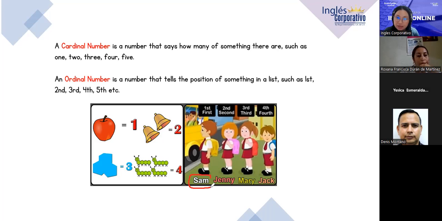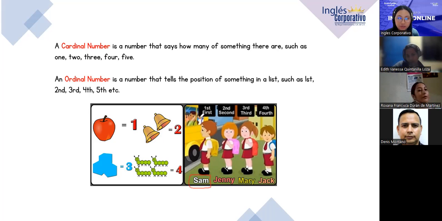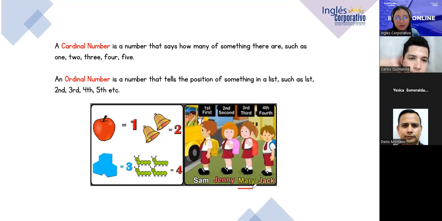Let's review about position. They are making a line. Who is in the first place of the line? Sam is in the first place. Who's in the second place? Jenny. Who's after Jenny in the third place? Mary. And who's in the last place or the fourth place? First, primero. And then we have second, segundo. Third. And fourth, okay?